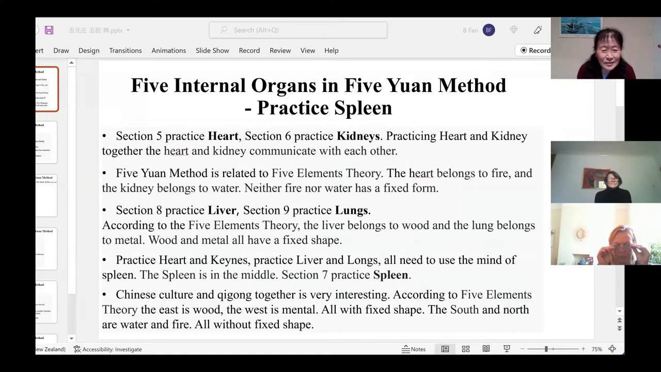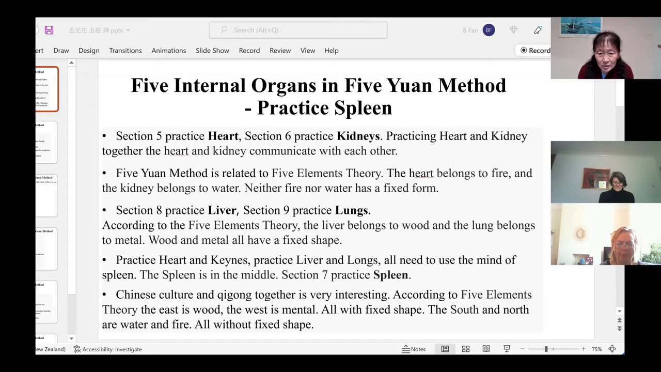Okay, so section five practices the heart. Section six practices the kidneys. And we practice the heart and kidneys together. The heart and the kidneys communicate with each other. The Five Yuan method is related to five element theory. Probably some people have already heard about the Chinese Wu Xing, that five element theory. The Zhineng Qigong, or the Five Yuan method, is related with Wuxing, the five element theory.